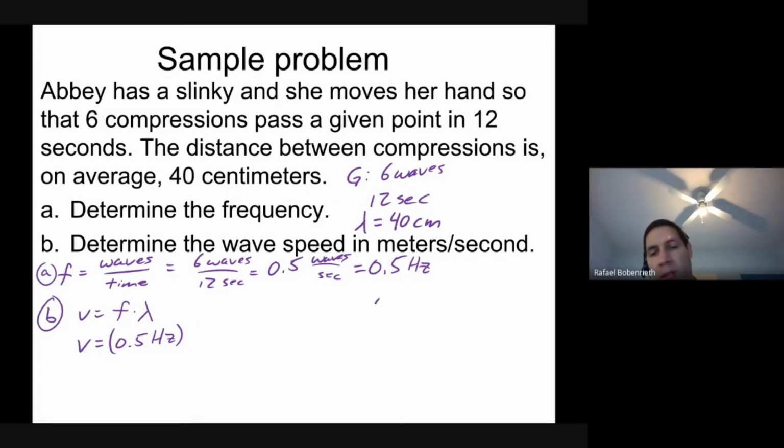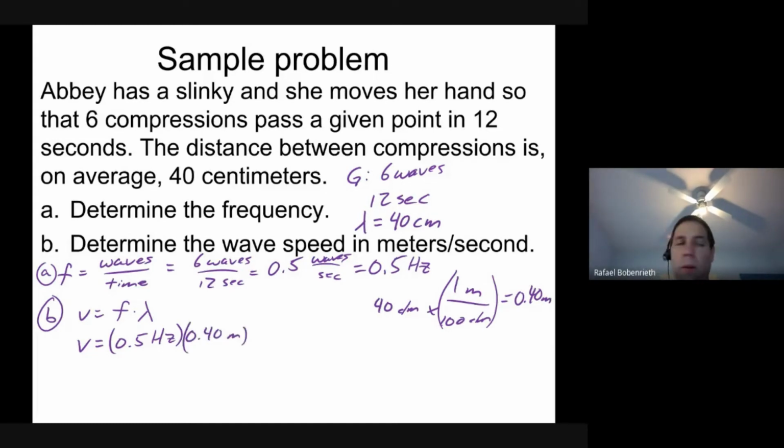And remember, dusting the cobwebs off, we have 100 centimeters is 1 meter, right? Little factor label review here. So 40 divided by 100, that's 0.40 meters. All right, so if you take half of 0.4, that's going to be what? 0.2, right? So our answer becomes 0.20 meters per second, or 20 centimeters per second. And there you go.